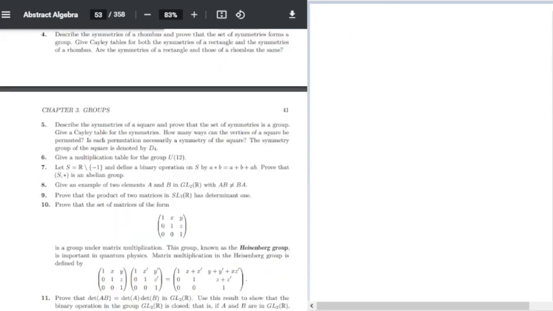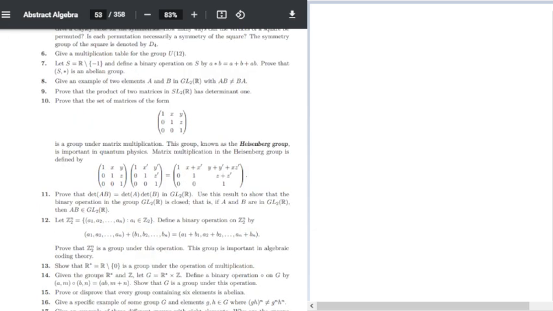We're not going to be worrying about the symmetries of a rhombus or a square. Give a multiplication table for the group U12. Alright, I'll do this one. So U12. Let's note that this is equal to U of 2 times 3.